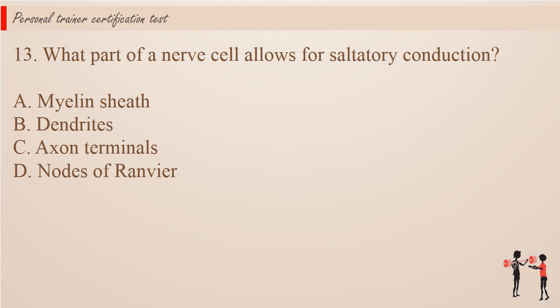Question 13. What part of a nerve cell allows for saltatory conduction? A. Myelin sheath. B. Dendrites. C. Axon terminals. D. Nodes of Ranvier.